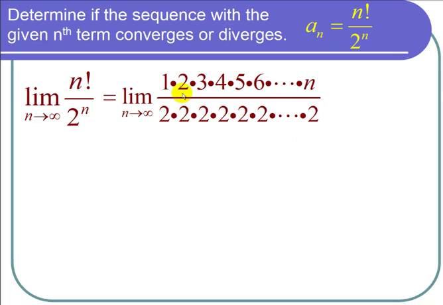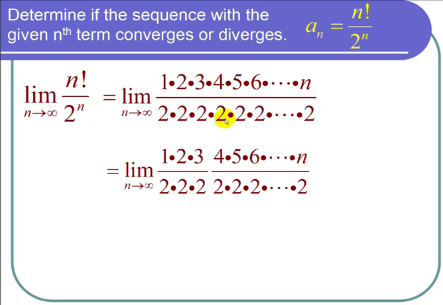So I'm going to look at the first 3 factors of each of these, and then the last ones separately. So I split that up, and I can write it as 1 times 2 times 3 over 2 times 2 times 2 times 4 times 5 times 6 through n over 2 times 2 times 2 times through 2. And the reason for that is these first 3 terms don't depend on n. That's just a constant. But notice that for the last ones, those are all at least as big as 4.